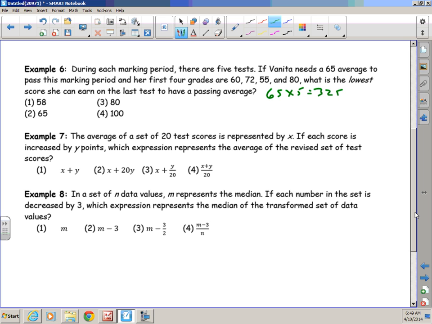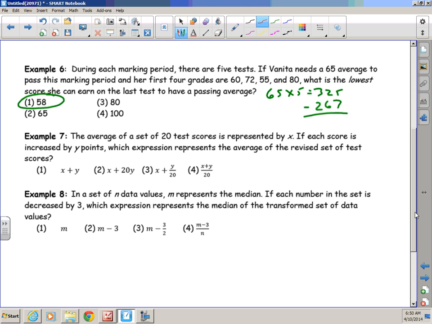All right, so far she's gotten an 80, a 55, a 72, and a 60, not the greatest scores. So far she scored 267, and that means that she needs a 58 to pass for the quarter. Not really something you should be striving for, but hopefully you strive for a little bit more.